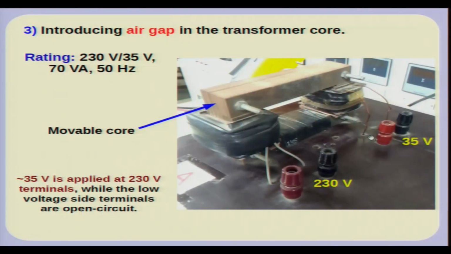Just to show you that the ferromagnetic path increases the inductance, we will take a transformer. In the transformer you have two sets of coils, the primary and the secondary. This is the core, and what we will do here is loosen this core, which is made out of EI lamination.